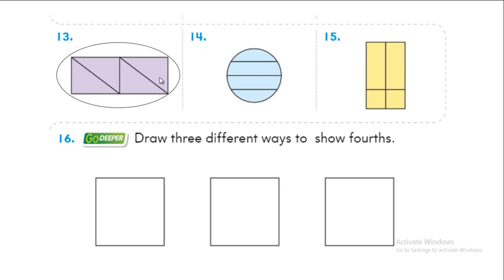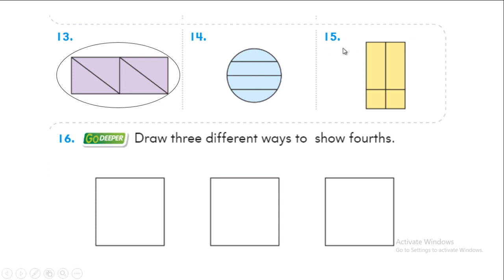How about number 14? 4, but are they equal? No, good job. They're not equal. I'm not gonna circle. If they are equal, I'm gonna circle, because when I cut any shape into 4 equal parts, I can call it fourths. But if I cut it into 4 unequal parts, they are not fourths.